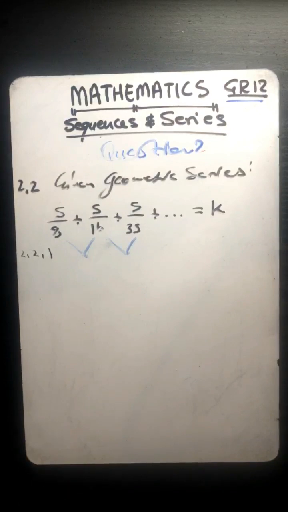This is where it gets interesting, guys. The principle is the same, but what's tricky is how the values are given to you. Can you see? They're trying to confuse you there, giving you some fractions. What is the ratio there?